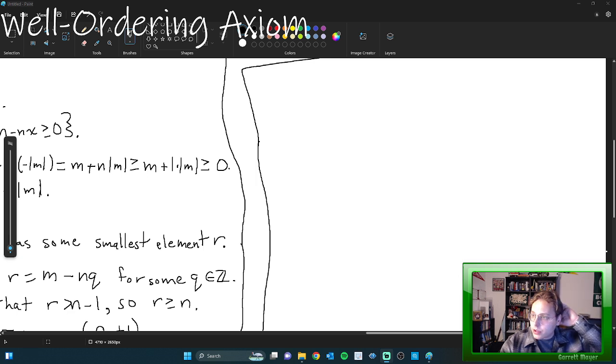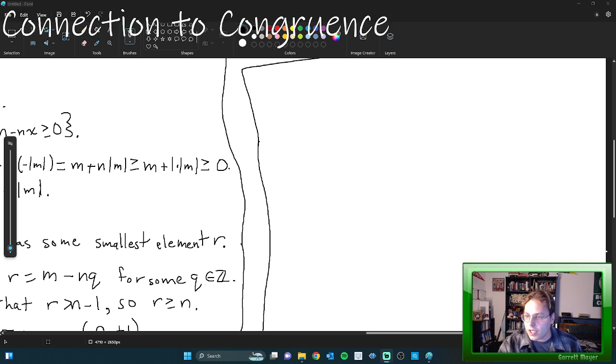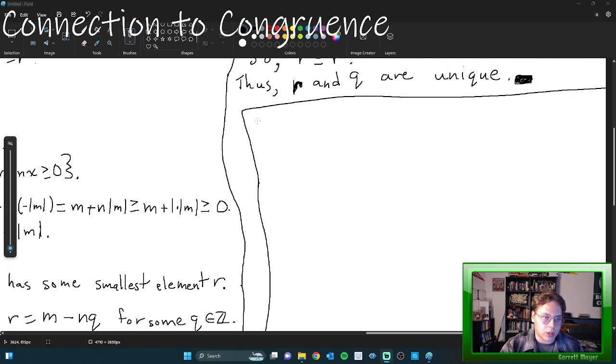So finally, what we're going to do is show the connection to congruence. I forgot to switch the heading to division algorithm again, but that's fine. We use the well-ordering axiom in there. So, the connection to congruence: there's an important connection between the division algorithm and congruence, which we learned about in the last video. If the remainders are the same when divided by the modulus, the numbers are congruent. That's the essential connection to congruence.